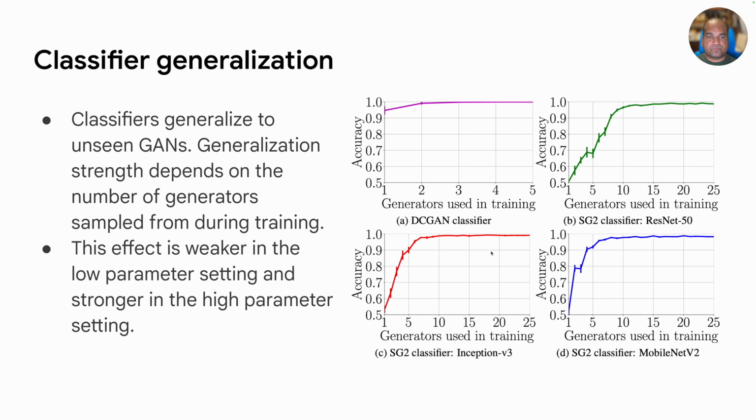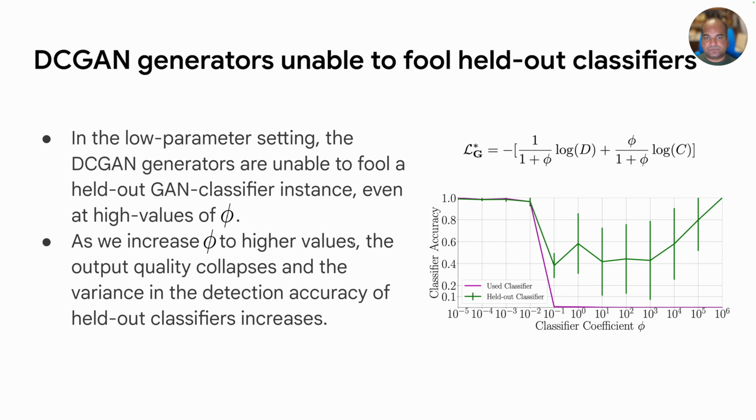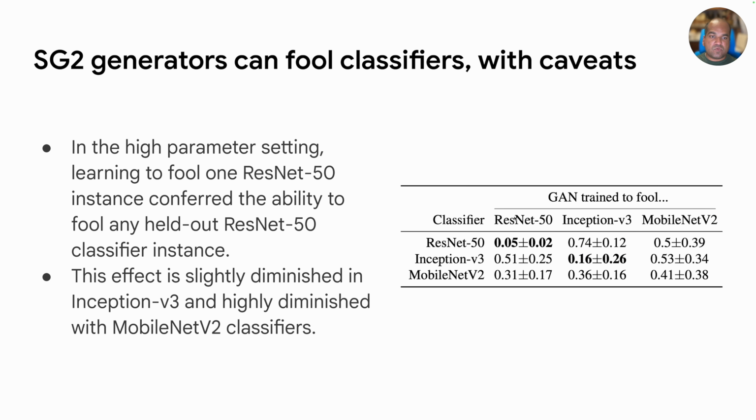architectures. We first show that the classifiers need to train with multiple generators to be able to generalize to unseen GANs. We then show that DCGAN is not able to fool held out classifiers without compromising output quality. StyleGAN2 models, on the other hand, can fool held out ResNet instances.